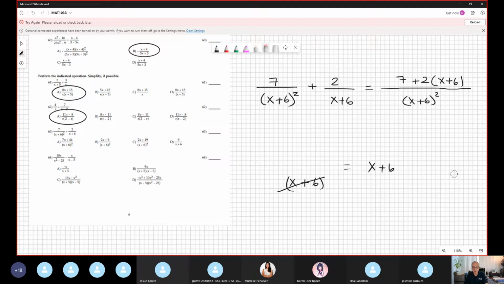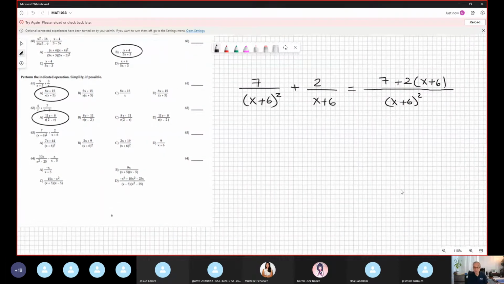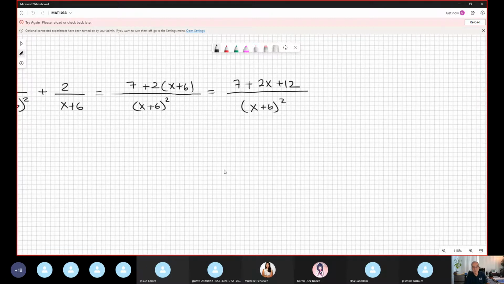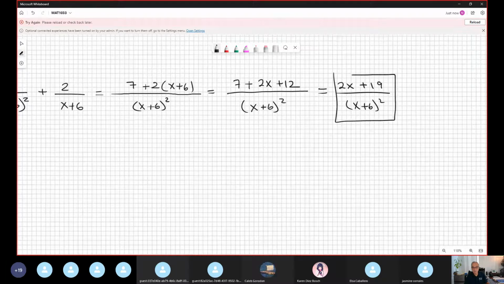Okay. As always, to finish with an elegant answer, you remove parentheses and combine like terms when it's possible, no? This is 7, this is 2x, and this is 12. Okay, then 12 and 7 is 19. This is my final answer, I guess so. It is 2x plus 19 divided by x plus 6 squared. Final answer.